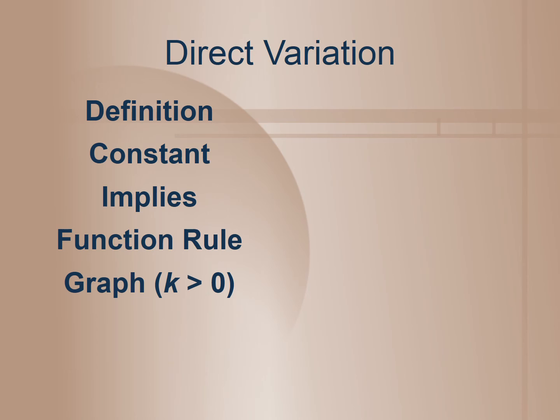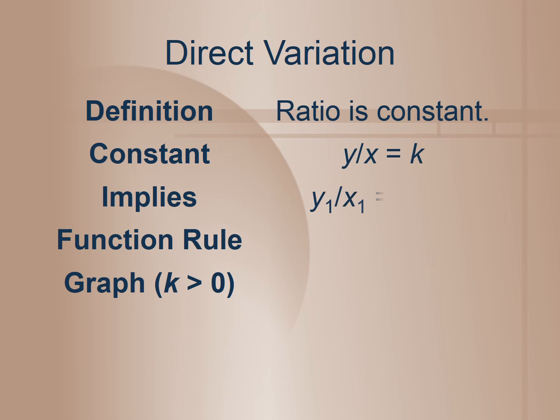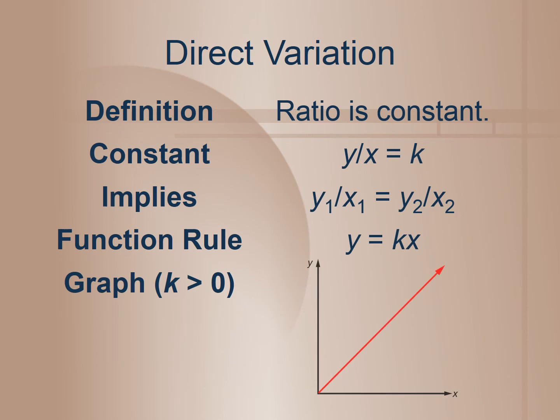All right, so let's review. For direct variation, the definition is that the ratio is constant, or y divided by x. And it also implies that y1 over x1 equals y2 over x2. And the function rule was y equals k times x. And then the graph will look like this. Notice that the graph will go through the origin, always will go through the origin.